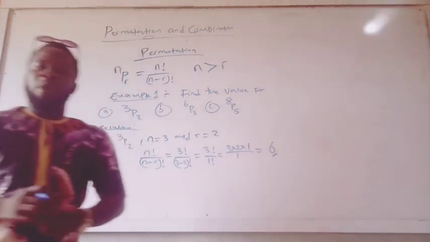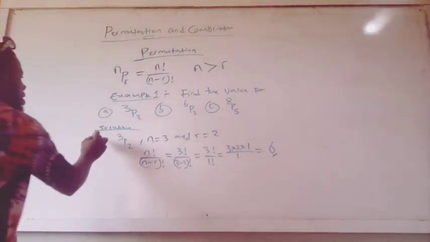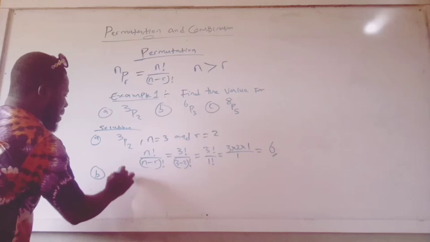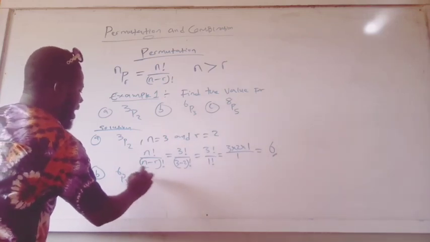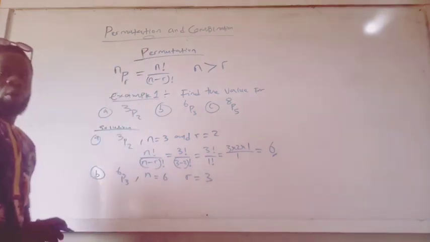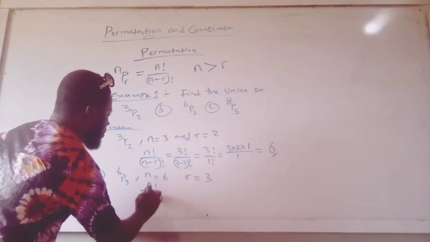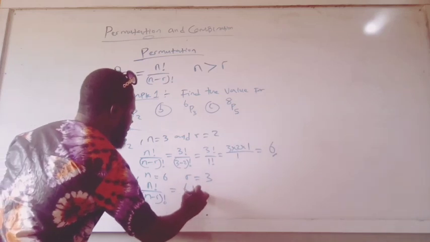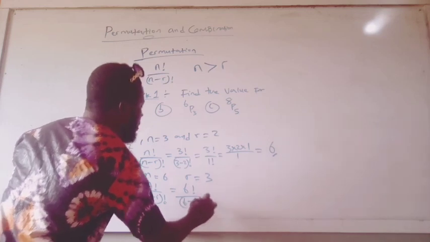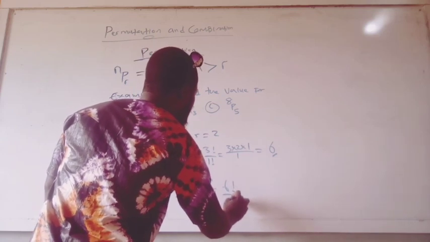So you don't have to use a calculator before you can solve this question. So this is the A part, let's go to the B part. So you have 6 permutation 3. Here, our n is equal to 6, our r is equal to 3. So following n factorial over (n minus r) factorial, that will give us 6 factorial over (6 minus 3) factorial, which will give us 6 factorial over 3 factorial.